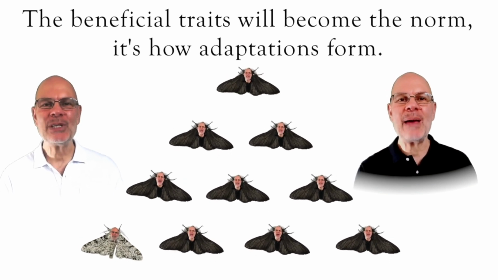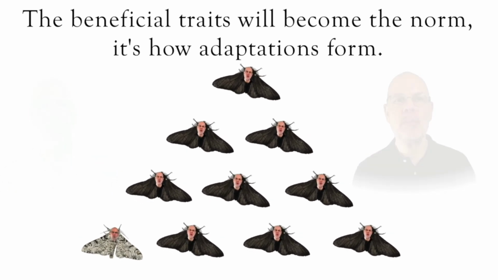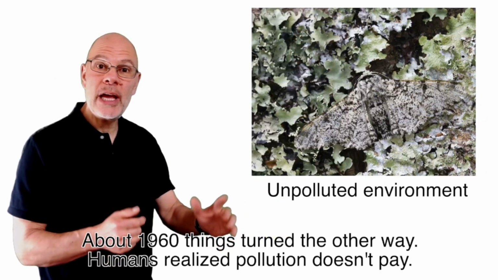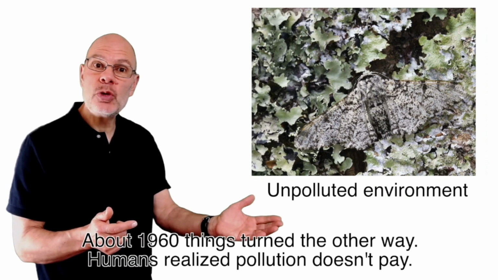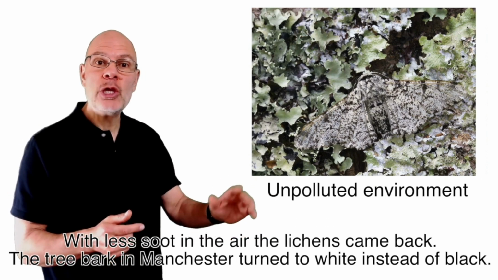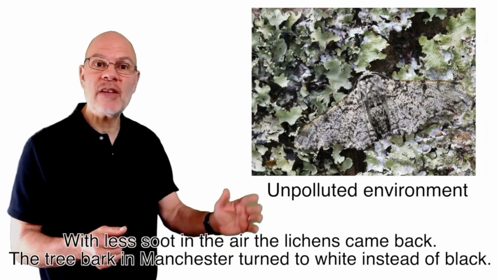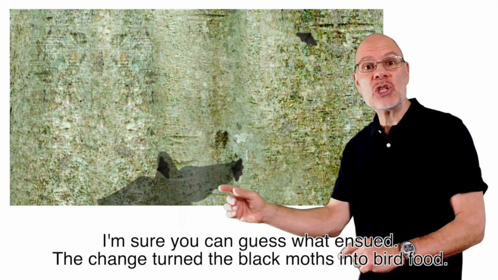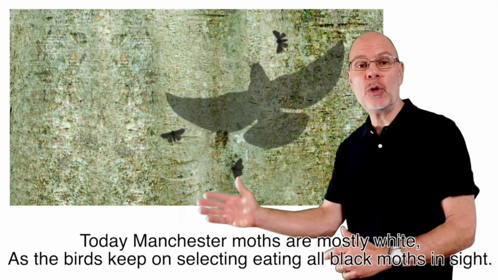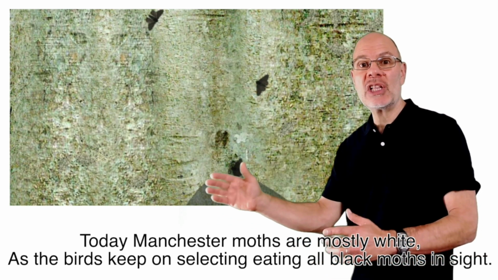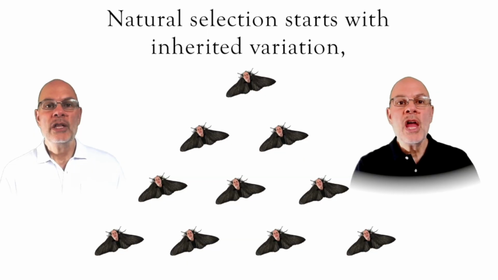Is how adaptations form. About 1960, things turned the other way. Humans realized pollution doesn't pay. With less soot in the air, the lichens came back. The tree bark in Manchester turned to white instead of black. I'm sure you can guess what ensued. The change turned the black moths into bird food. Today, Manchester moths are mostly white, as the birds keep on selecting, eating all black moths in sight.